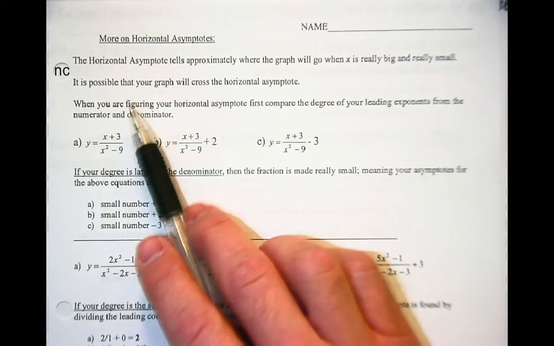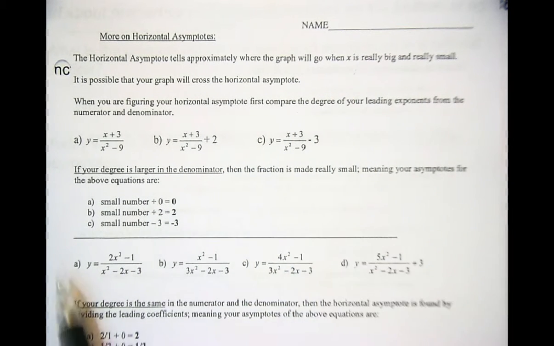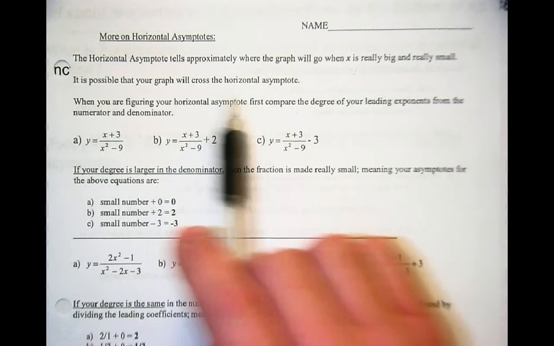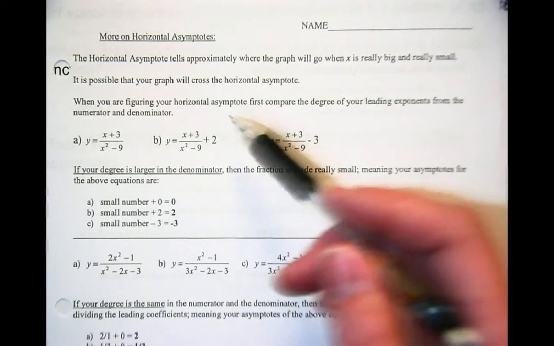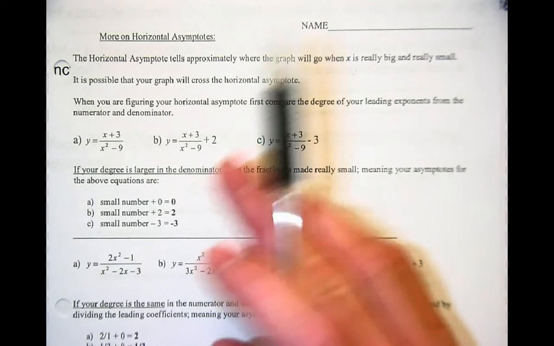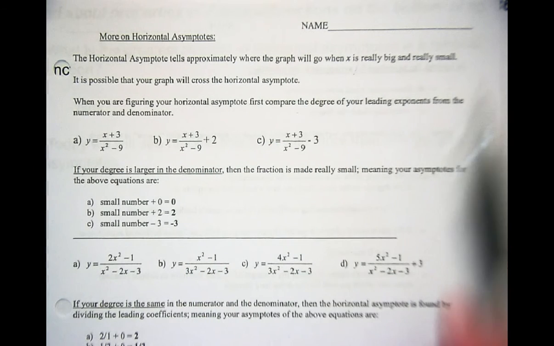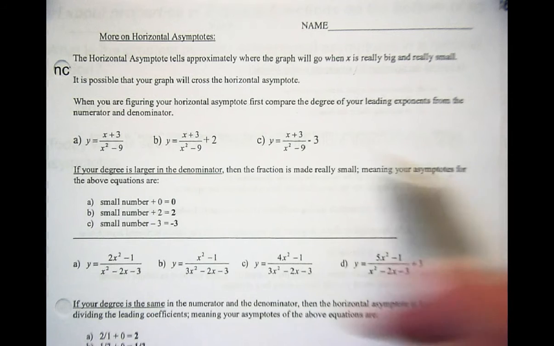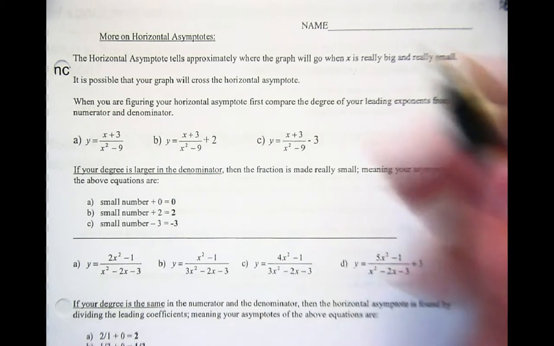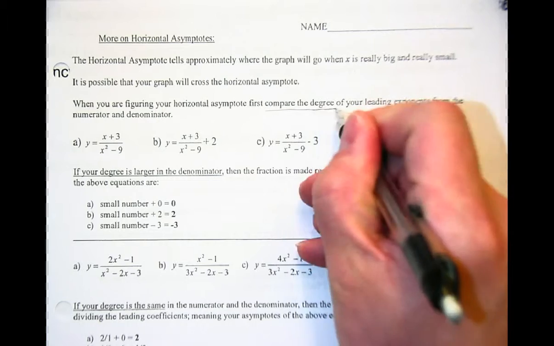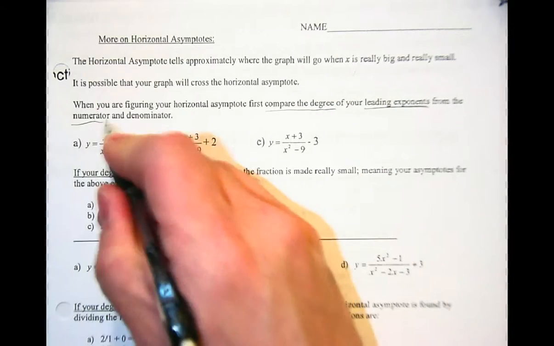All right, so your horizontal asymptote tells you approximately where the graph will go when x is really big or really small. It is possible that your graph will sometimes cross over it. So it's a little different than with x, where your graph will never hit the x asymptote. Your y asymptote, your graph could actually hit it and could cross over it a bit. When you're trying to figure out your horizontal asymptote, the first thing you should do is compare the degree of your leading exponents in the numerator and the denominator.